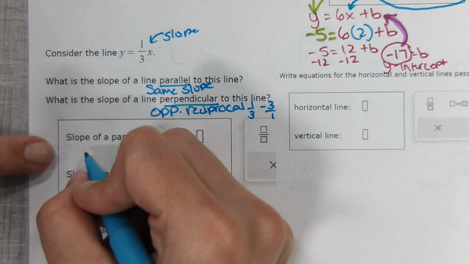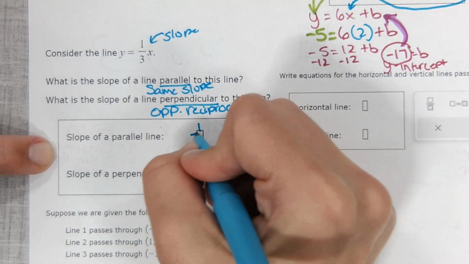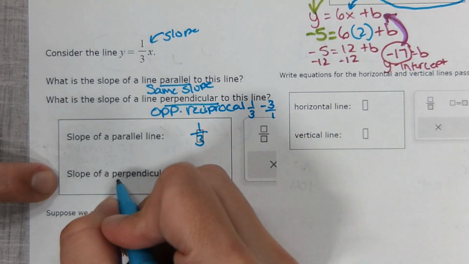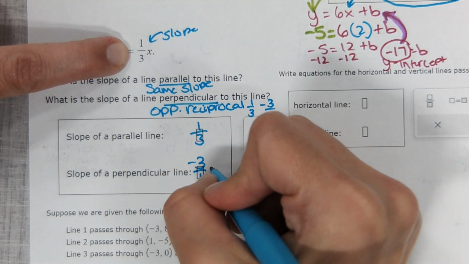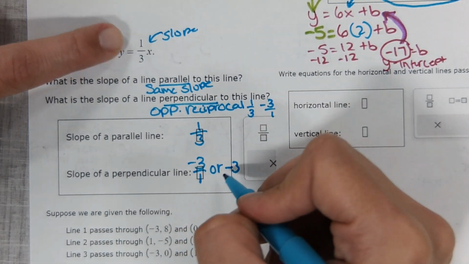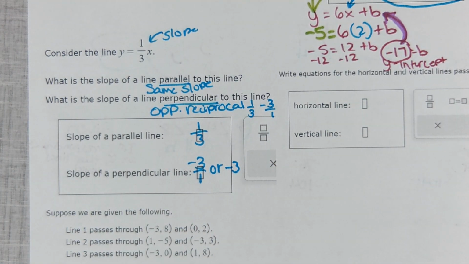Okay, so for the slope of a parallel line, it'd just be the same, 1/3. And then the slope of a perpendicular line to this would be -3/1. Or you could put it in the box as -3. Alex will accept both as correct, so however you want to put it in.